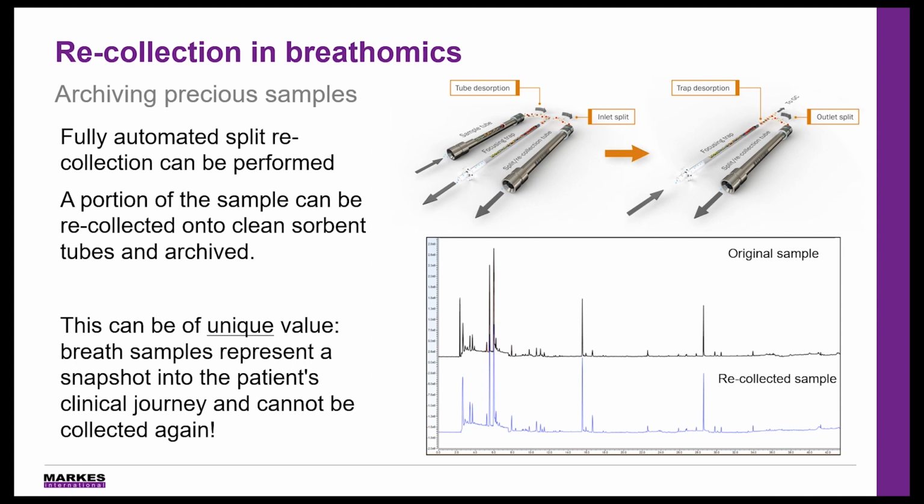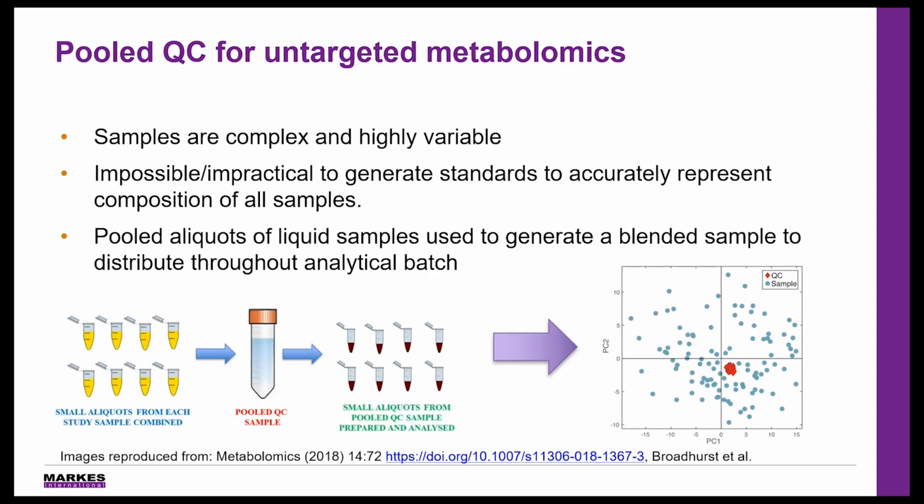This is extremely valuable in many applications, but particularly when you are dealing with breath samples from a specific point in time of a patient's clinical journey through various stages of treatment, where samples cannot be collected again. So what's new to help with the scaling up from biomarker discovery to full clinical trials?